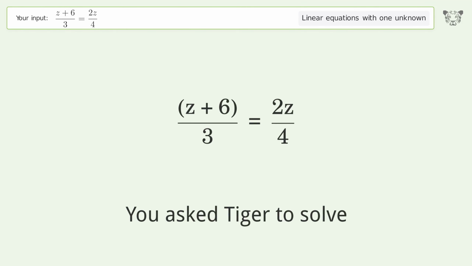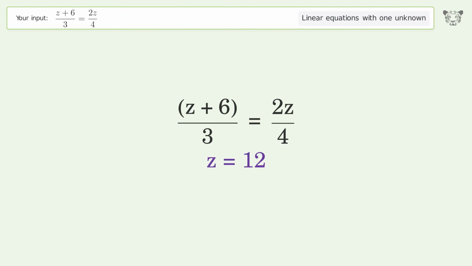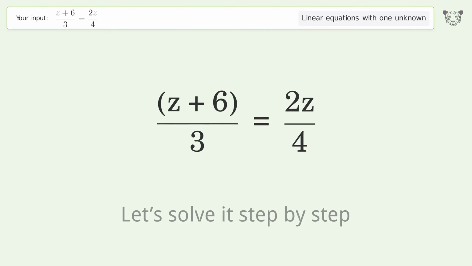You ask Tiger to solve. This deals with linear equations with one unknown. The final result is z equals 12. Let's solve it step by step.